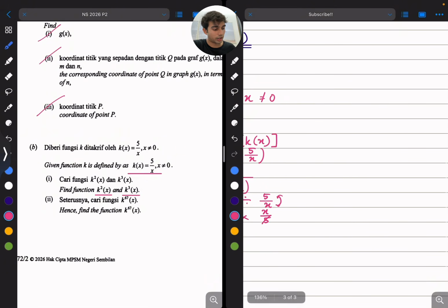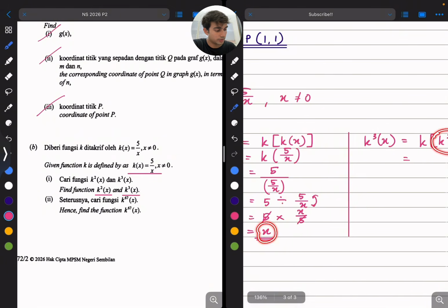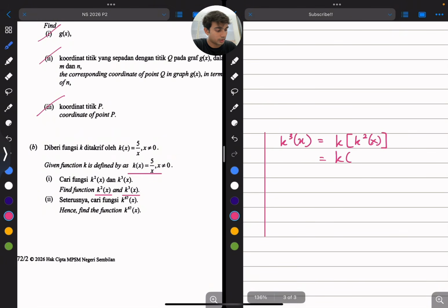Then we find k cube x. Okay. k cube x would be k times k square x. So k square x is x, we found already. So it's basically k(x), which is just 5 over x. Because k square x is x, I can just write this as x, so it's just k(x) now again. So k(x) is the basic function, 5 over x. Don't forget your condition. Okay, done.